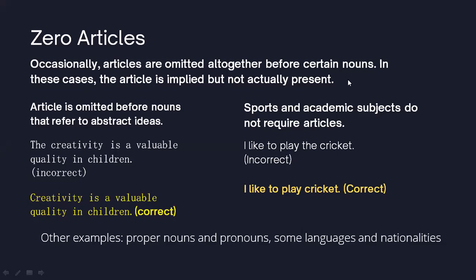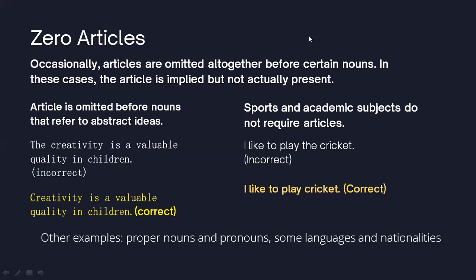We have zero articles, right? Zero articles. Occasionally, articles are omitted altogether before certain nouns. In these cases, the article is implied but not actually present. So there are situations, right? I told you there are always special cases when it comes to certain grammar. There are situations where sometimes we do not need to write an article, whether it's a definite or indefinite article. In certain cases, we have to write. In certain very unique sentences, we don't need to use these articles. So let's look at that.